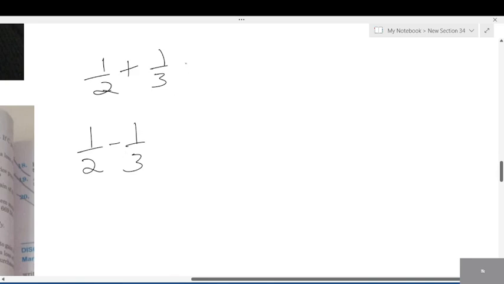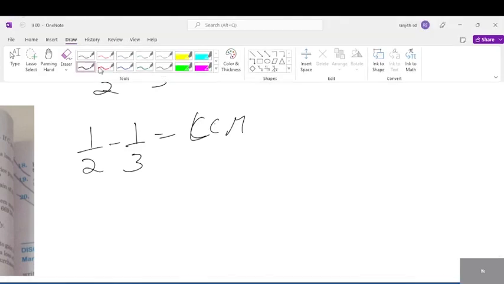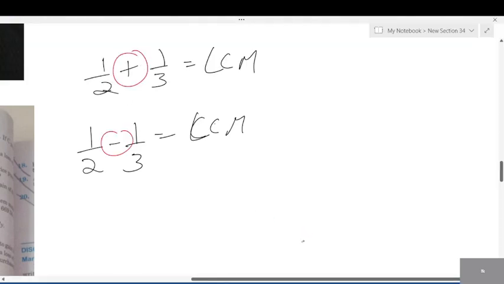No, how do you solve? What do you do? Is it possible to add directly or do we take LCM? LCM. What are the signs in between? Signs between plus and minus.